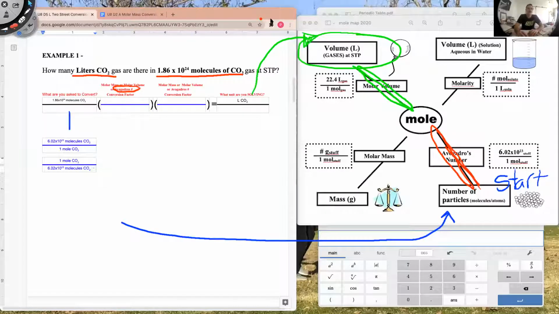Do this example. Okay, so sorry about that, ladies and gentlemen. Little technical difficulties, but we're back. That's right. So here it is.